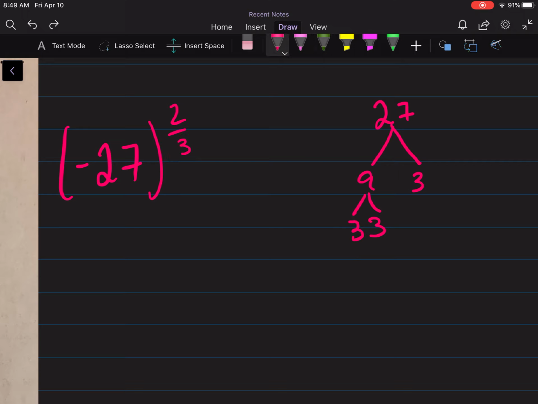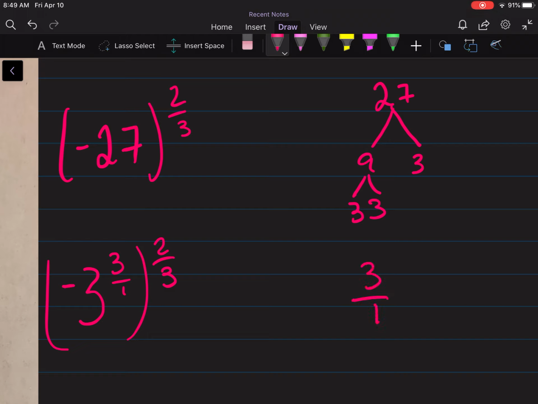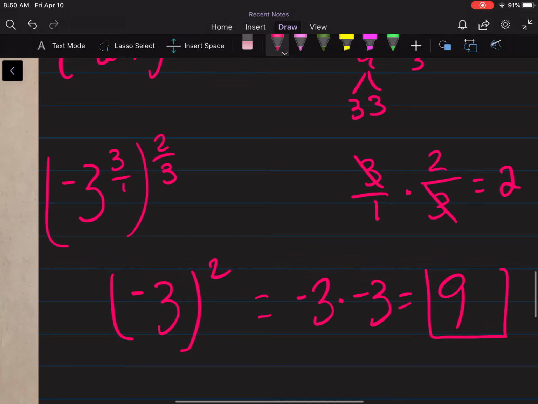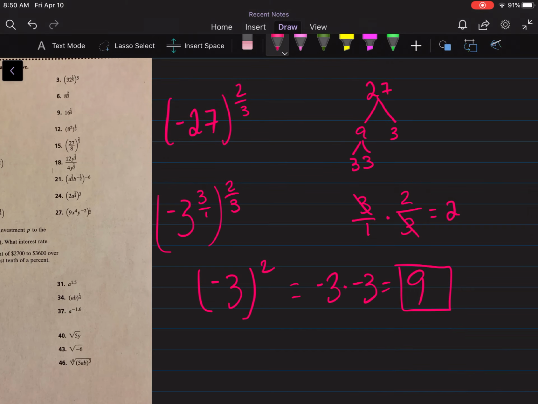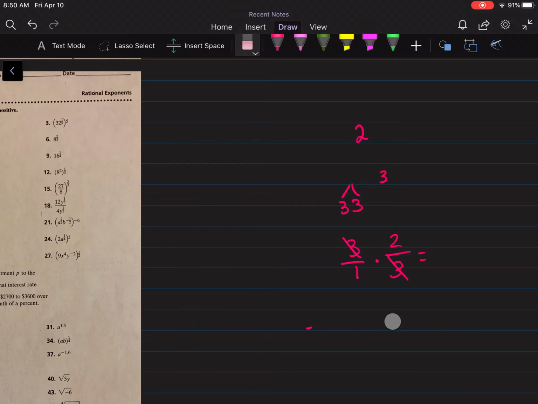Okay, so we have negative, don't drop your negative, 3 to the 3rd over 1 times 2 to the 3rd. Okay, so now we have 3/1 times 2/3. And those 3's, they cancel out and just give us a 2. So we have -3 squared, which is the same as -3 times -3, which is just a positive 9. Okay, so those are all the ones you do with the fraction of the exponent, not losing your sign.